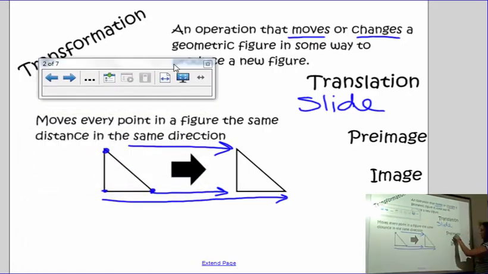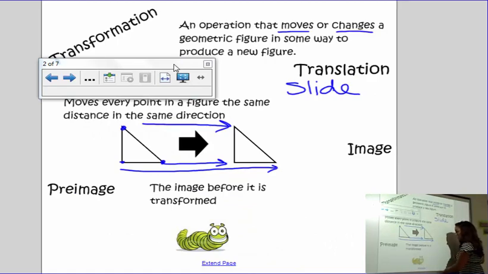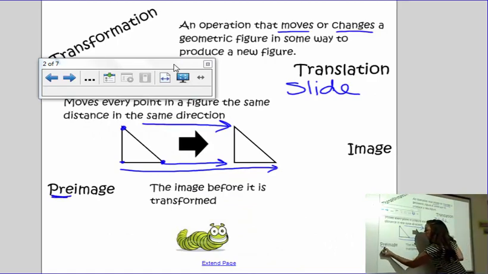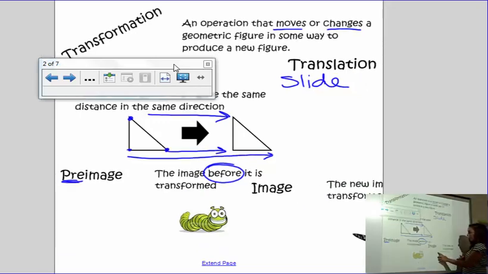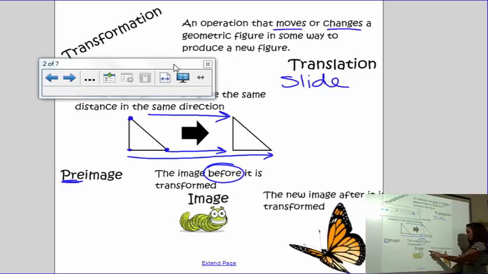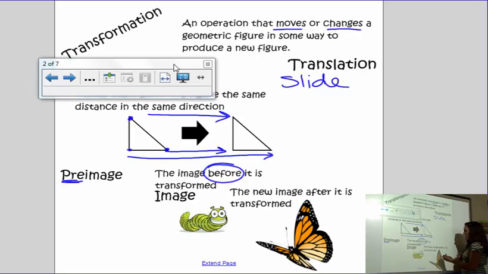Two other key words that we need to talk about are the pre-image, with this term and before is called pre. So this is the image that is before you take it and you translate it, or you transform your figure. Little caterpillar there, because now the image is our butterfly, okay? Because it is what happens, it's the new image where it ends up.